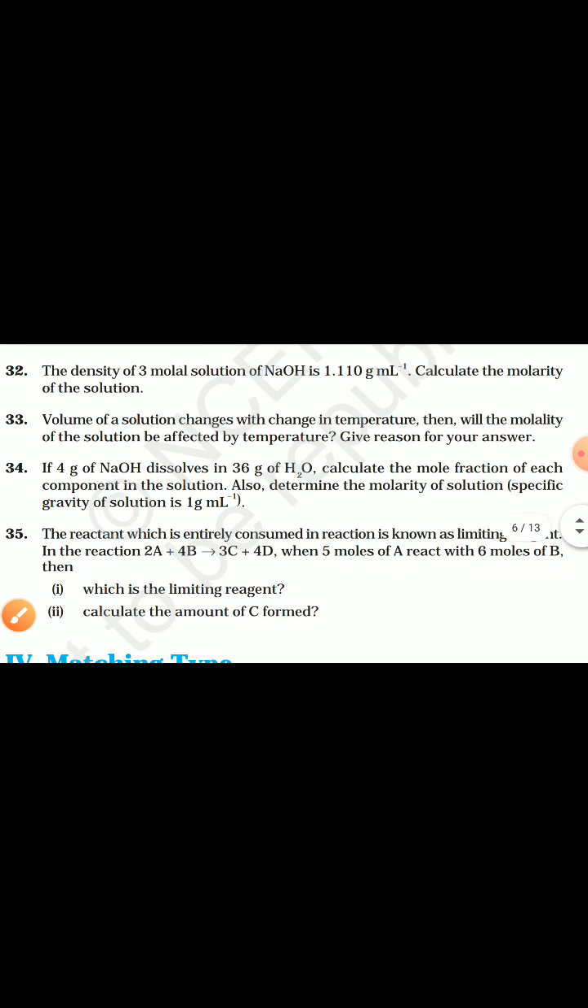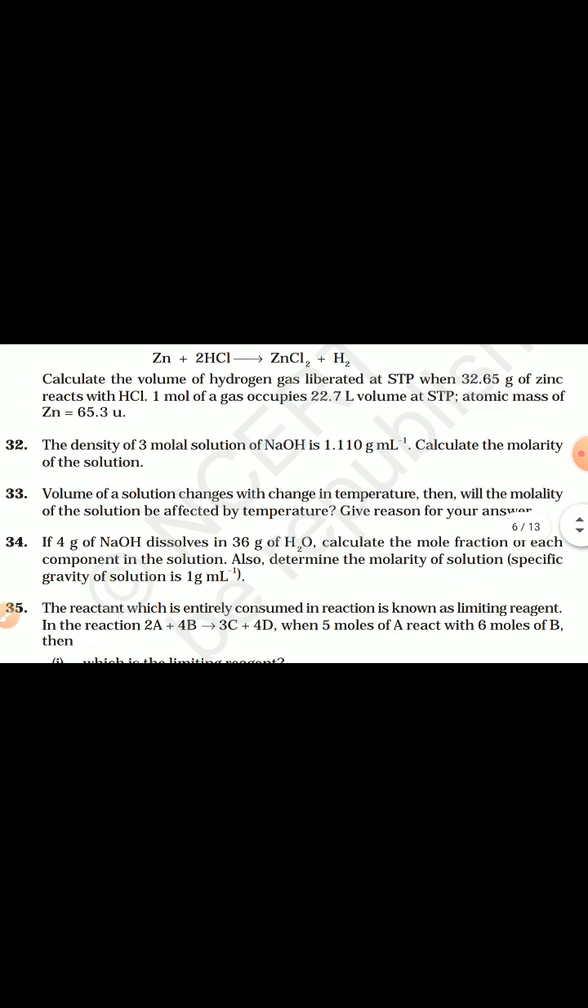Okay, so thus if I am having the molality, then I can calculate the molarity. Reverse is also true. If I know the molarity, then I can calculate the molality. Okay, then question number 32.